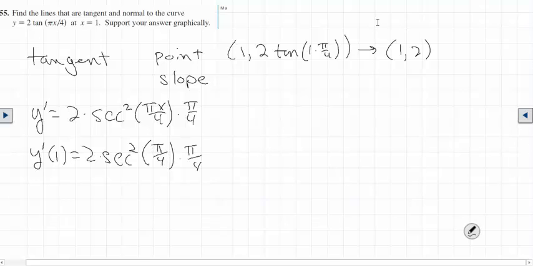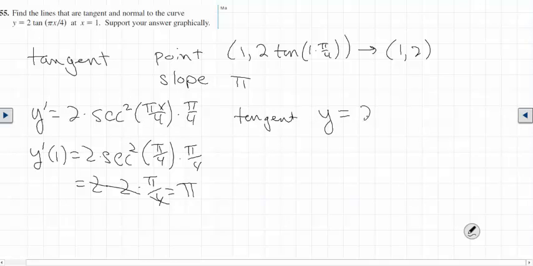Okay, so secant is the square root of 2. Secant squared is going to be just plain old 2. So I get 2 times pi over 4. So I think my slope is just plain old pi. So my slope is pi. So that means my tangent line is going to be y equals 2 plus pi times (x minus 1).